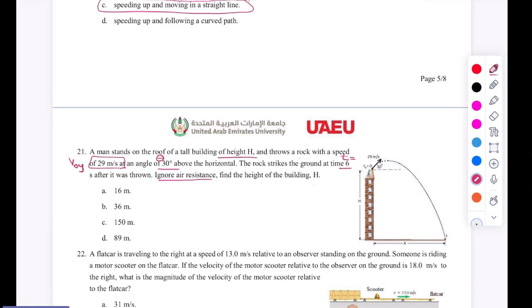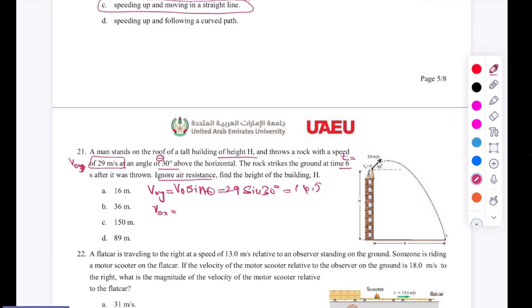So we have initial velocity v naught of y, which is v naught sine of theta. This is your v naught sine of theta, which is nothing but 29 sine 30 degrees. If I ask you what is the horizontal component of the velocity, what will be?